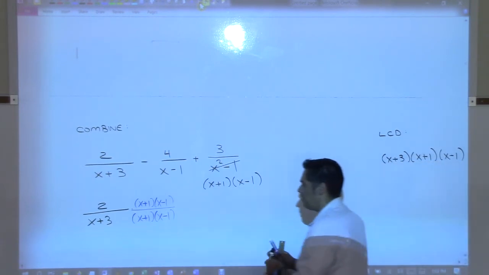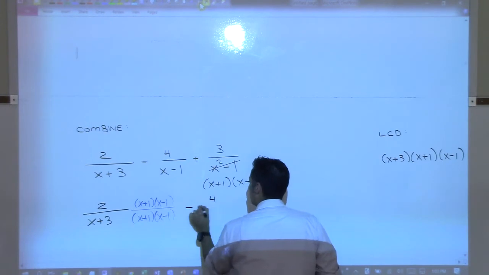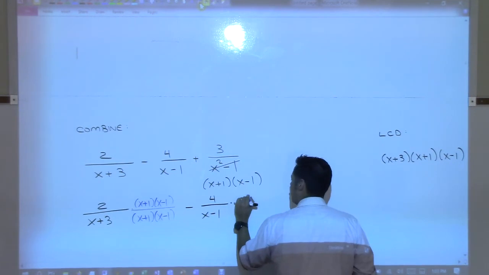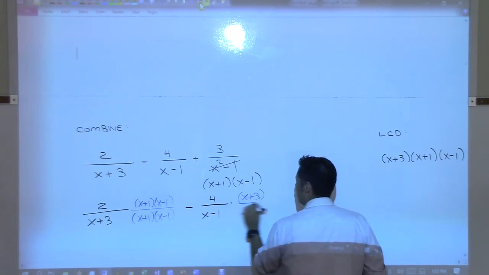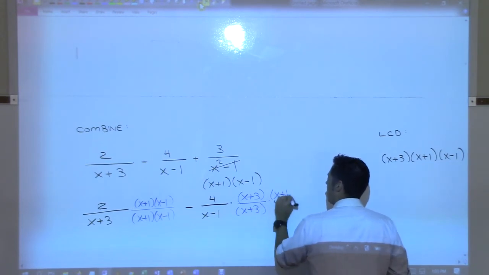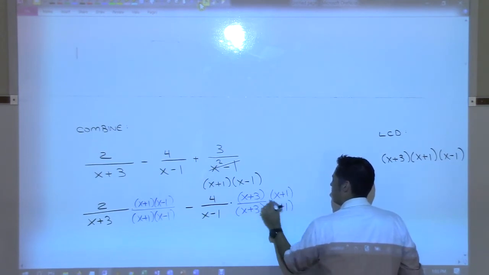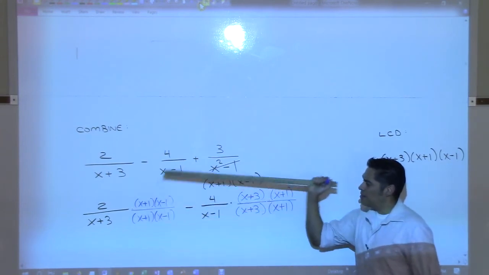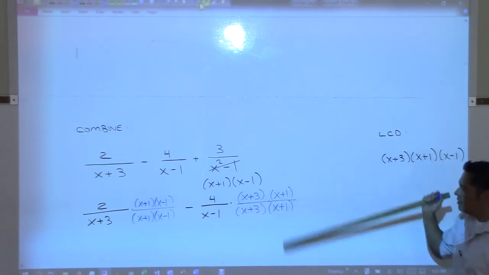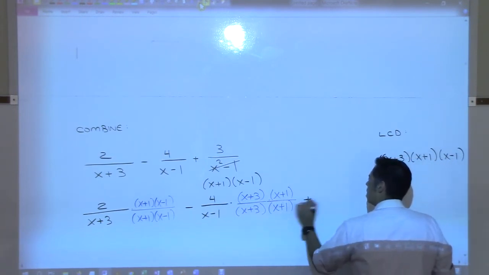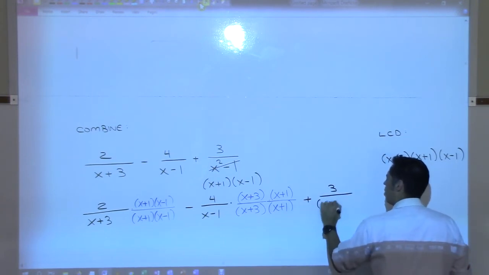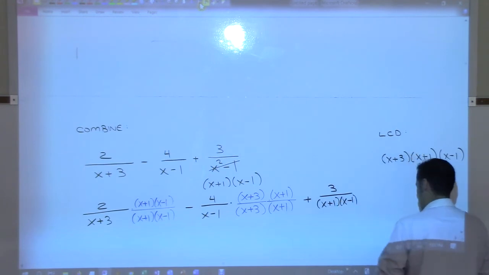Then we do that for the next one, minus 4 over x minus 1. Here we would have to insert the x plus 3 that we don't have, and we also have to insert the x plus 1, right? So we're basically taking this expression, multiplying that fraction by 1, and multiplying that fraction by 1. For the last one, what do we multiply it by? Just x plus 3. That's the only thing it's missing, right? So x plus 3 here.